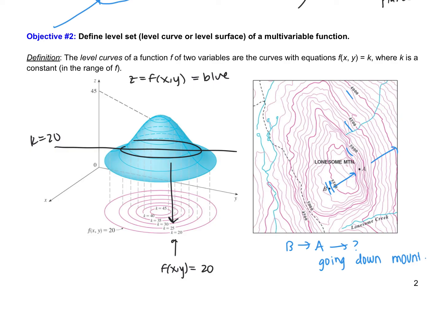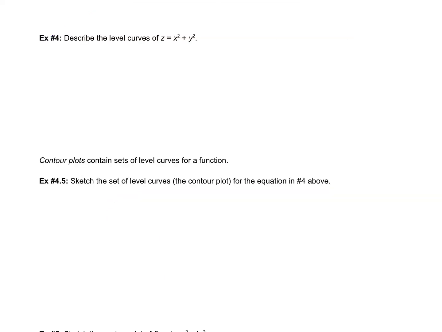That's how we use these level curves. Okay, so let's look at an example. Example 4: describe the level curves of z equals x squared plus y squared. So before we even do that, let's review what does this look like.